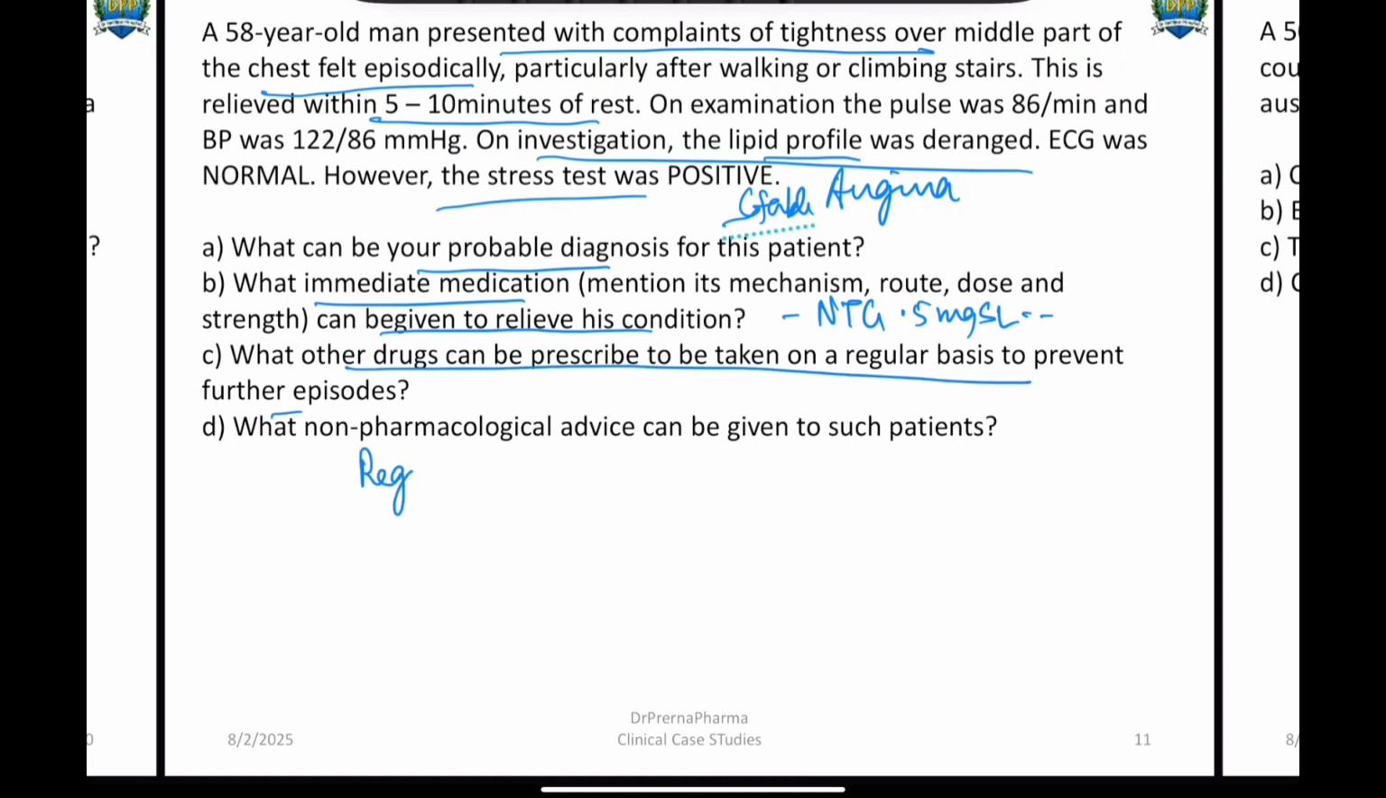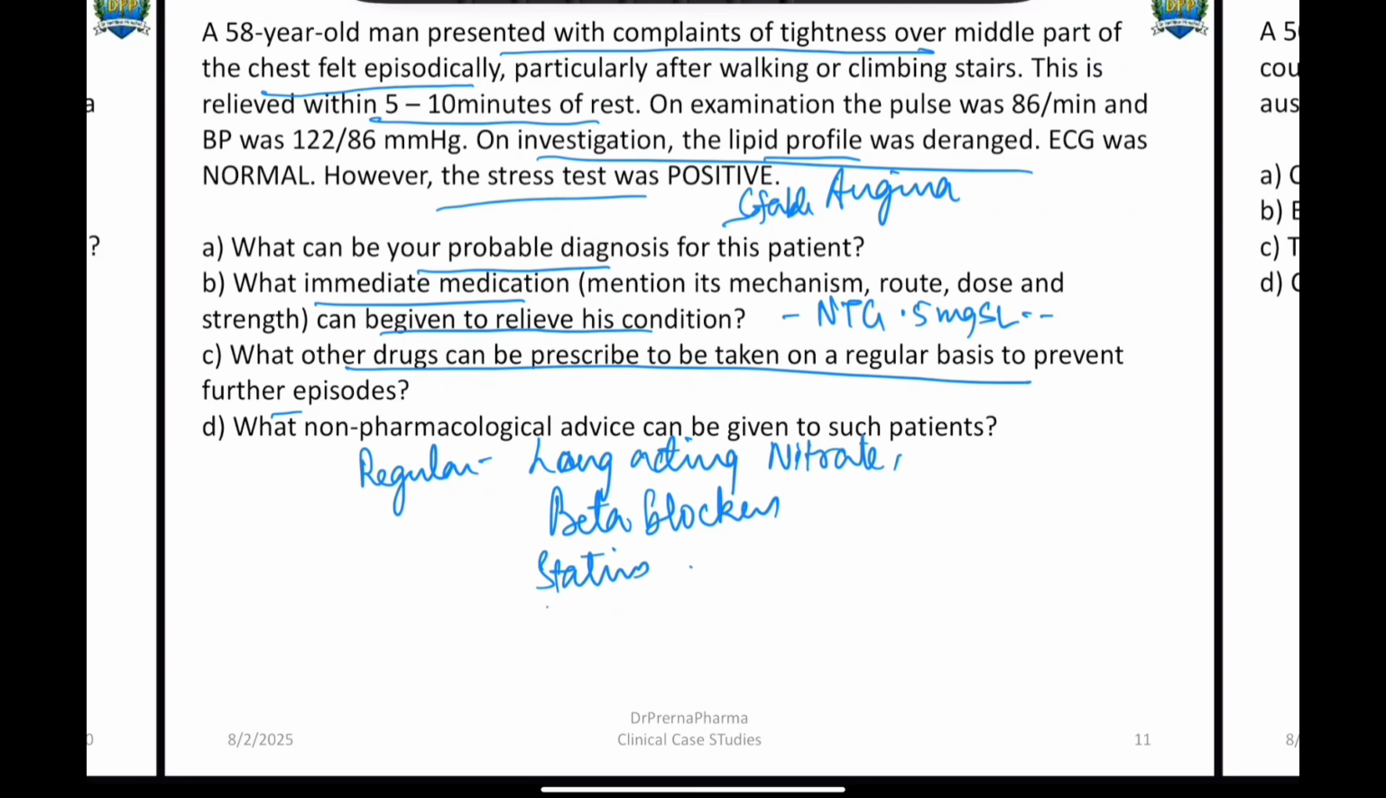On a regular basis, we will prescribe him the long-acting nitrates, which will cause vasodilatation and relieve the angina symptoms. We can give beta blockers, and since the lipid profile is deranged, we also need to start him on statins, and we can also start an antiplatelet, that is low dose aspirin.